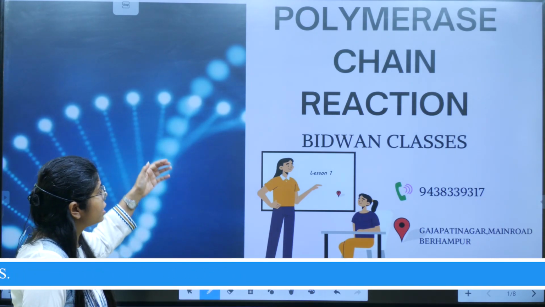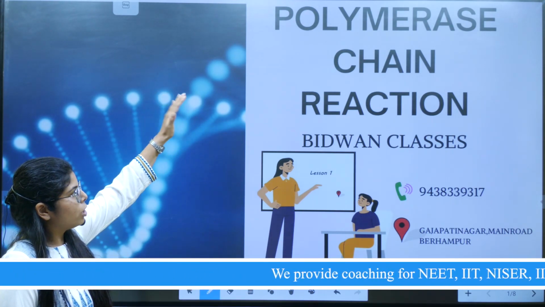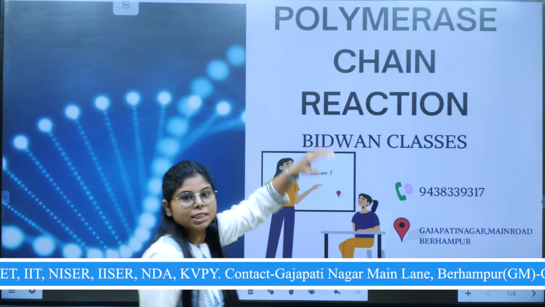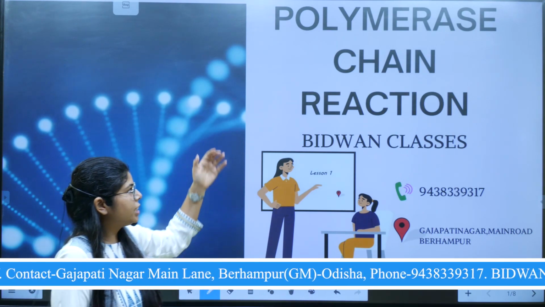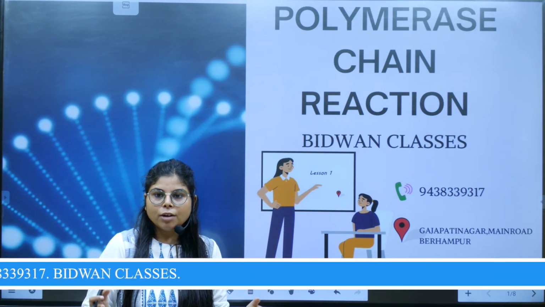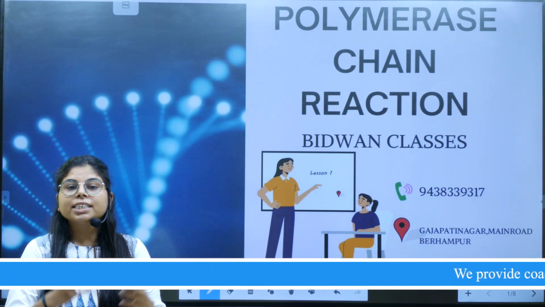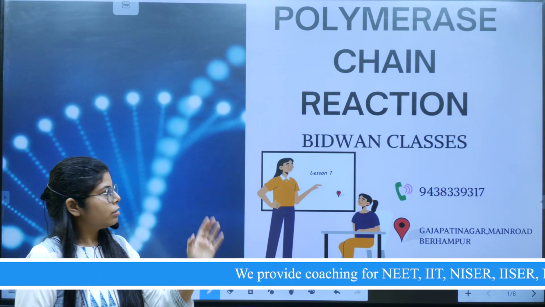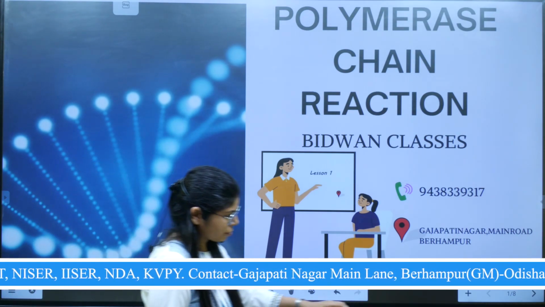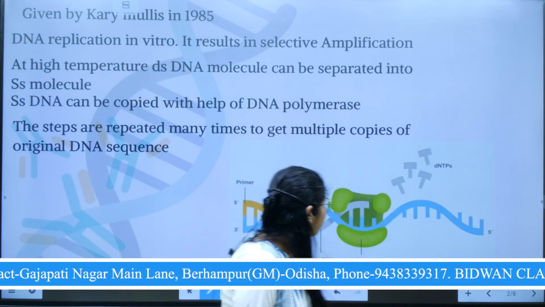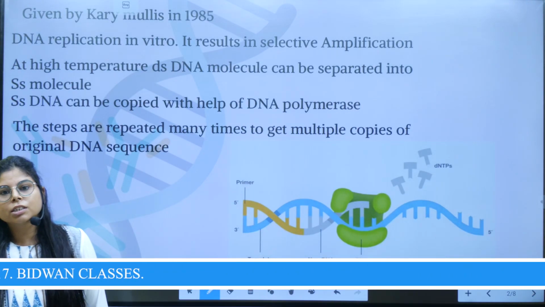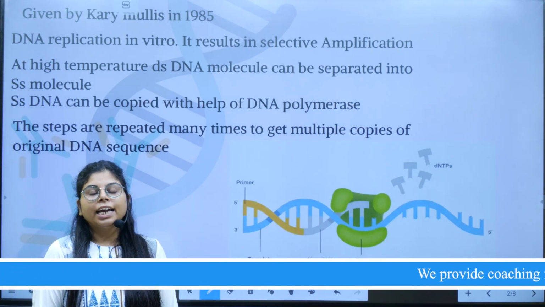So PCR, as you can read, stands for polymerase chain reaction. The polymerase is basically the DNA polymerase, and chain reaction means the reaction occurs in a chain. After many cycles of this reaction, you get an amplified amount of DNA. This PCR was discovered by Kary Mullis in 1985.